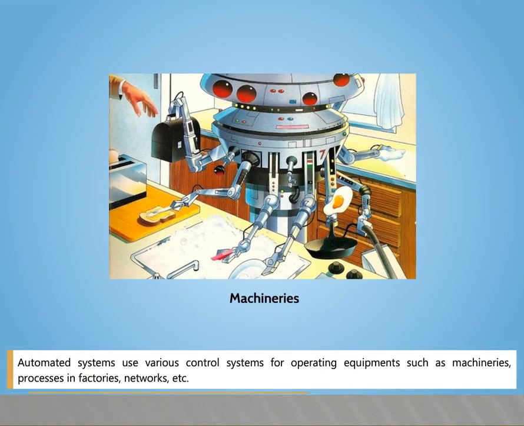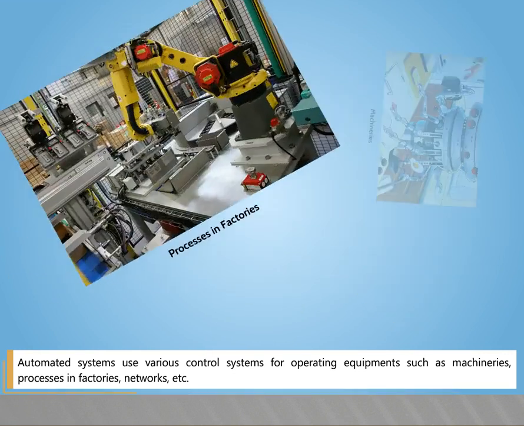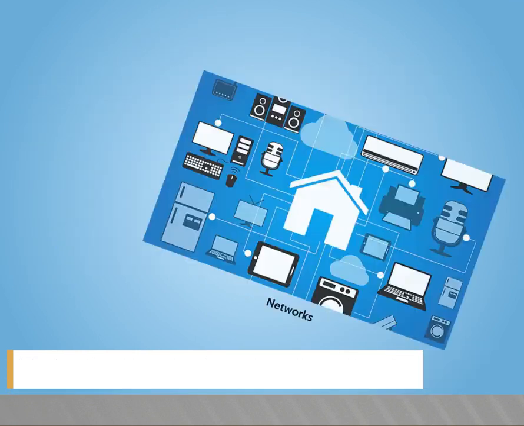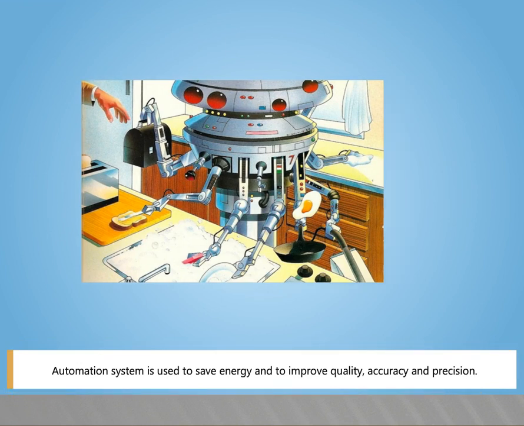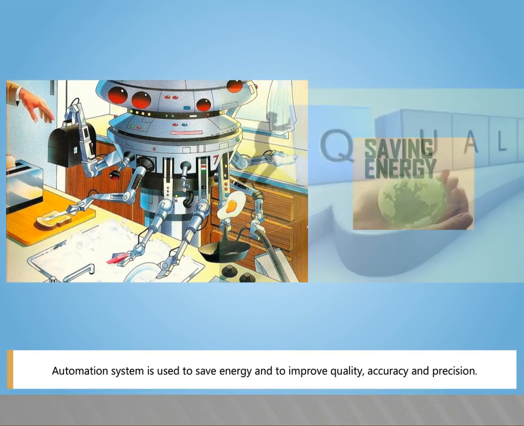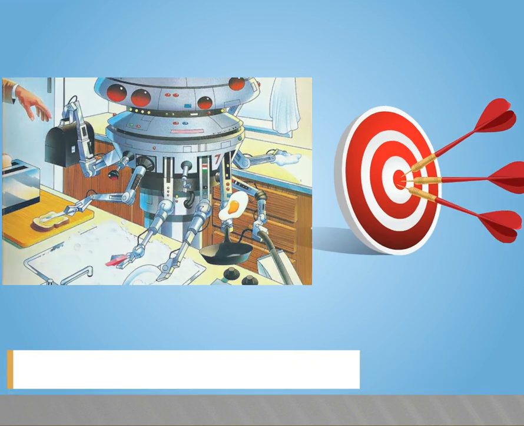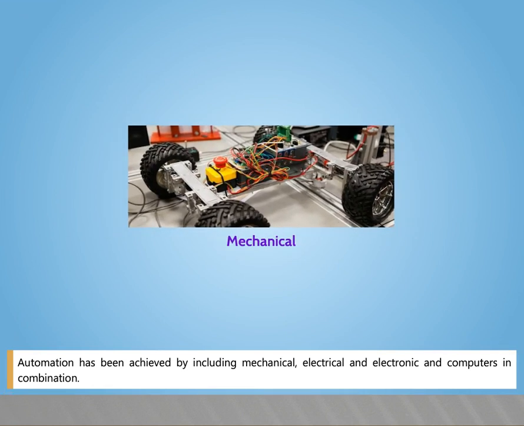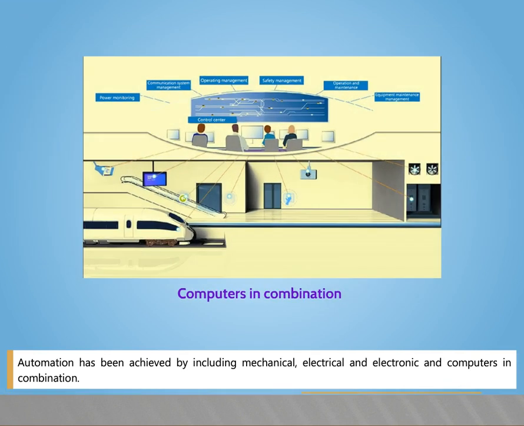Automated systems use various control systems for operating equipment such as machineries, processes in factories, networks, etc. Automation systems are used to save energy and to improve quality, accuracy, and precision. Automation has been achieved by including mechanical, electrical, electronic, and computers in combination.